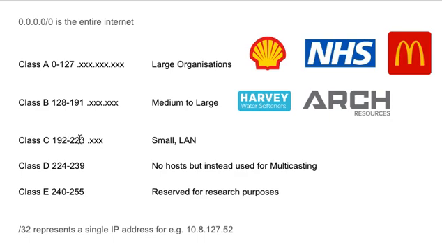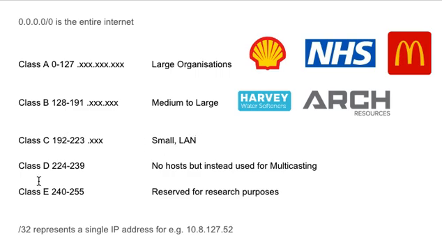Class C is 192 to 223, so the last 0 is left for hosts, the rest is all used for networking. This is used to further break down the network into subnets. So it is for small businesses, you could say a business with about 50, 100, 200 people working for them, local area network.